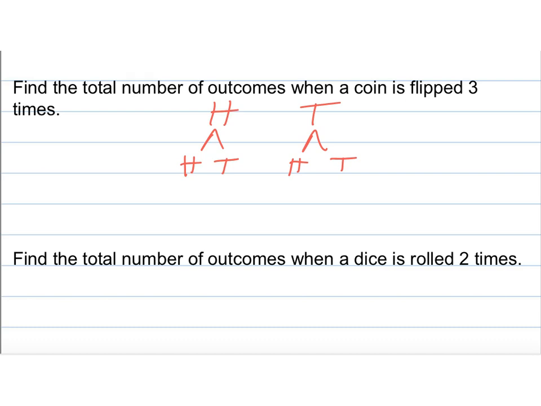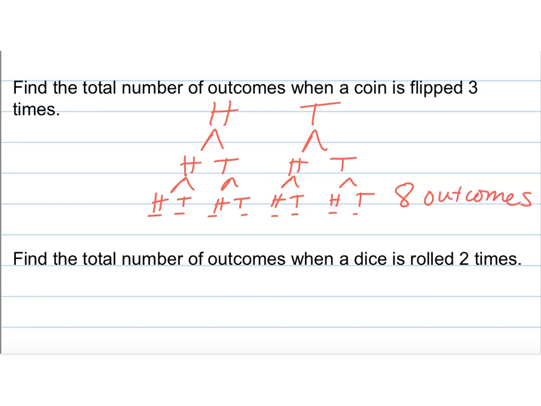If you flipped heads the first time and heads on the second time, the third time you could get heads or tails. Same thing, if you did heads, tails, you could get heads or tails. And same thing here. So total outcomes: 1, 2, 3, 4, 5, 6, 7, 8. So 8 outcomes.